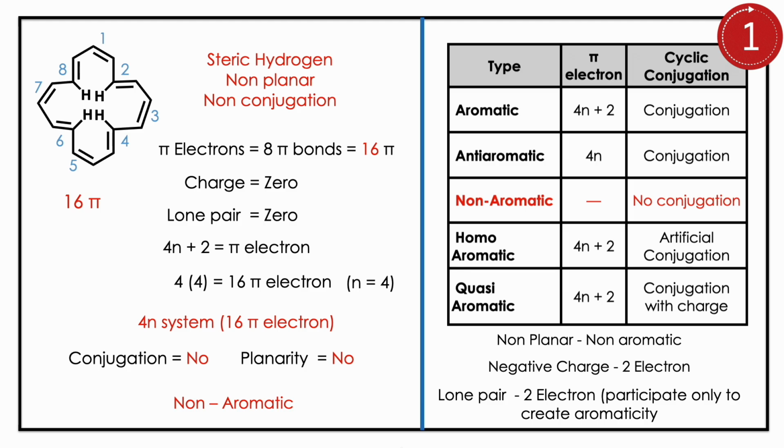So it has 8 pi bonds, 16 pi electrons. Irrespective of the pi electrons, you are not having any conjugation or planarity due to the steric effect. The given compound is non-aromatic. So non-planar means straight away you can write it's a non-aromatic compound.